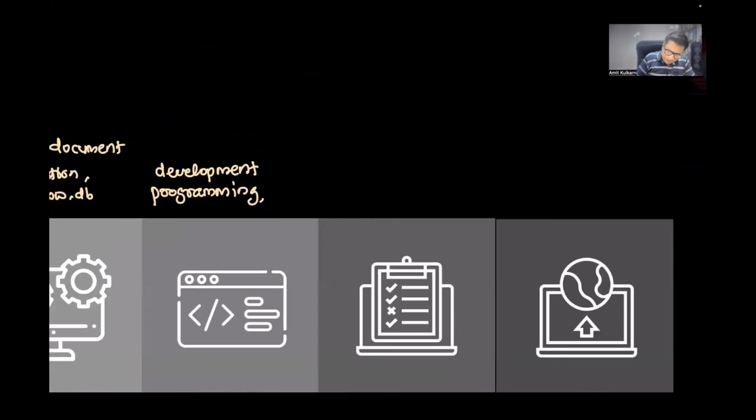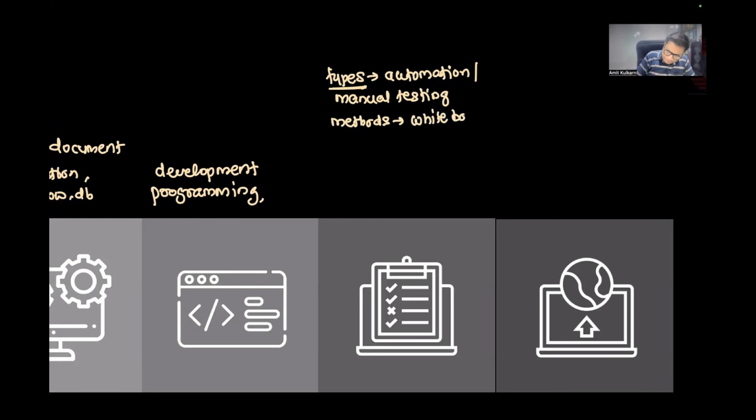For example, when you come to testing, there are two types: one is called automation or test automation, and the other is called manual testing. So it's going to be test automation or manual testing. There are two types. There are three methods available. It's called white box testing.